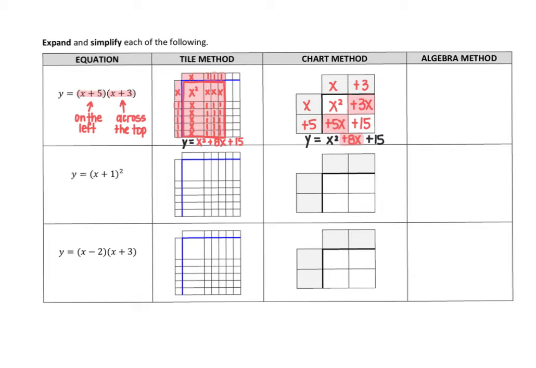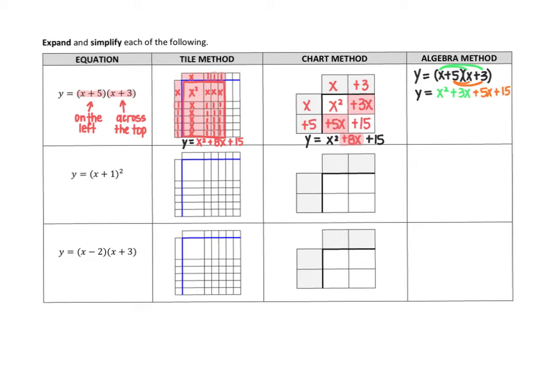Now let's use the algebra method. y is equal to x plus 5, all multiplied by x plus 3. We'll multiply the x with the second set of brackets first. We'll get x squared plus 3x, and then we'll multiply the 5 by what's in the second set of brackets. This will give us 5x plus 15.